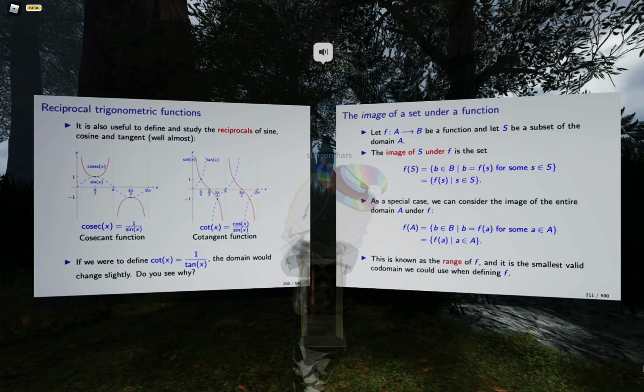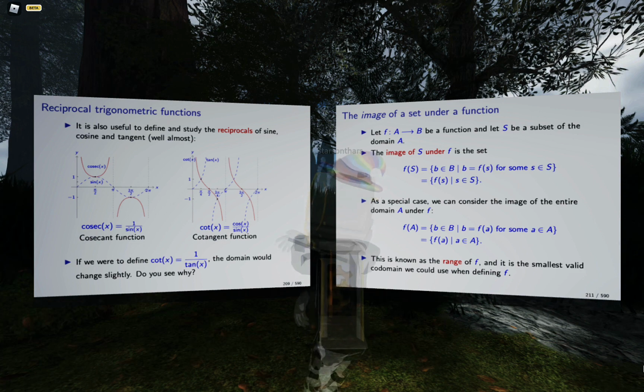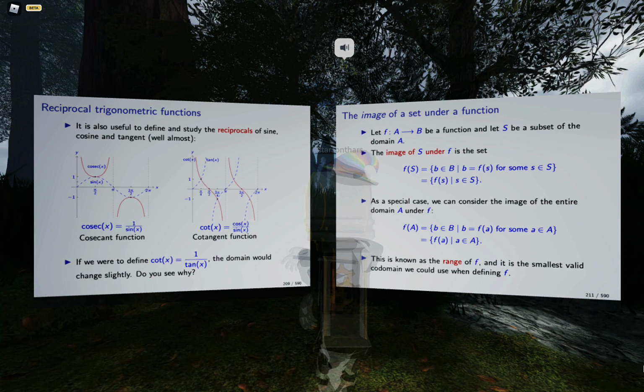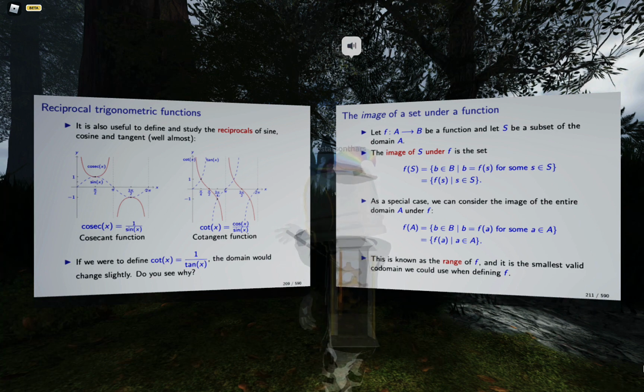Okay, welcome. So you're familiar with this terminology. Cosecant is 1 over sine. Cotangent is cosine on sine.